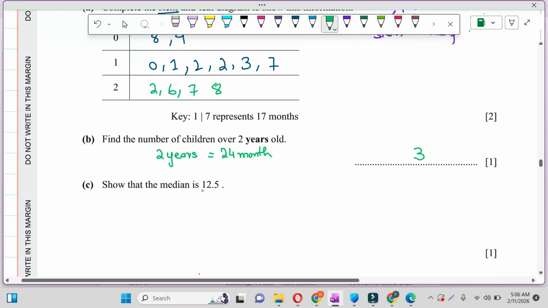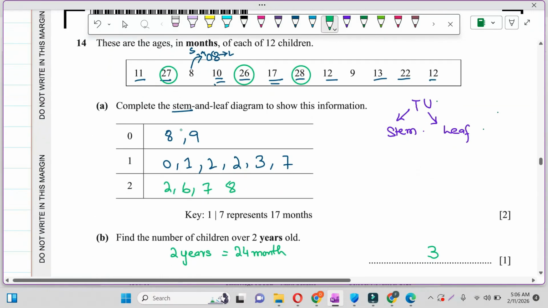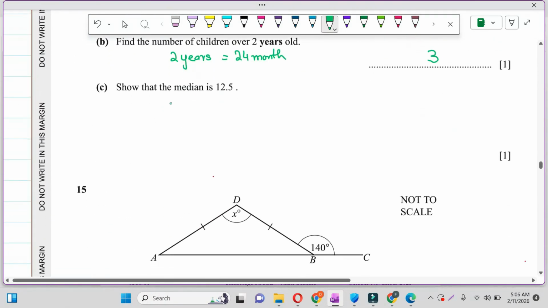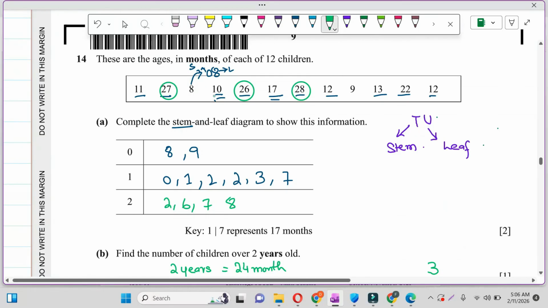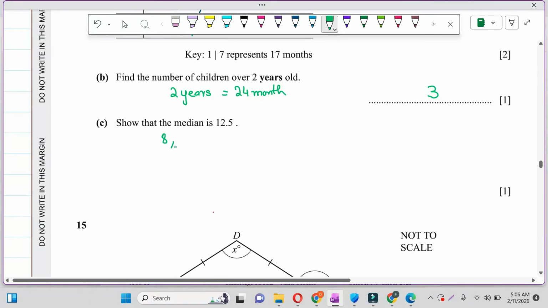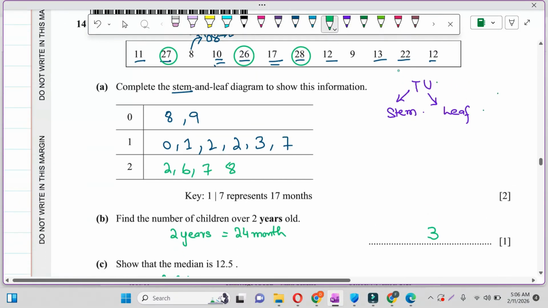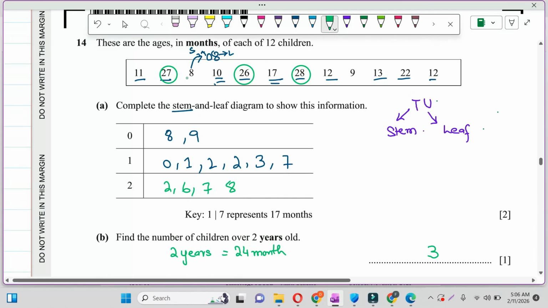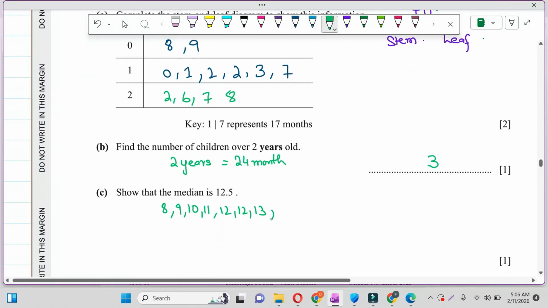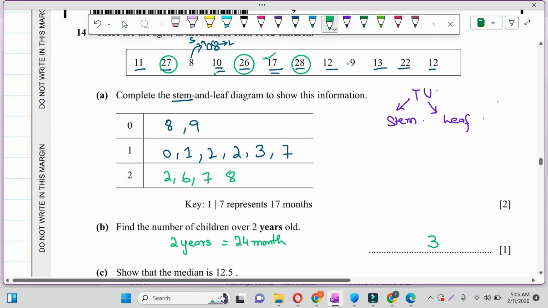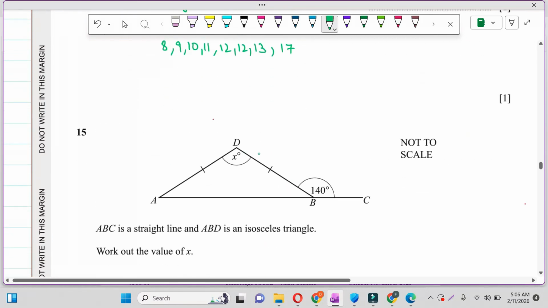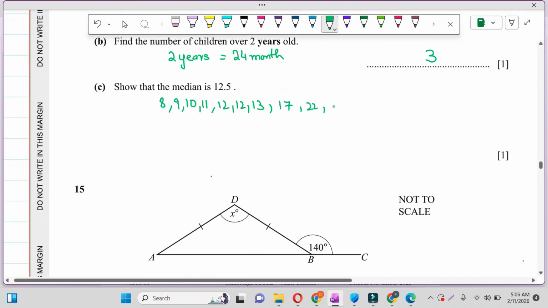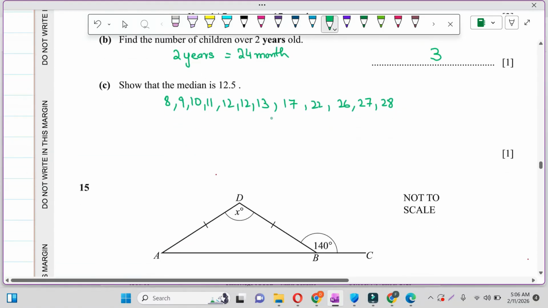Show that the median is 12.5. First, we arrange them in order: 8, 9, 10, 11, 12, 12, 12, 13, 17, 22, 26, 27, 28. These are the ages of the 12 children.